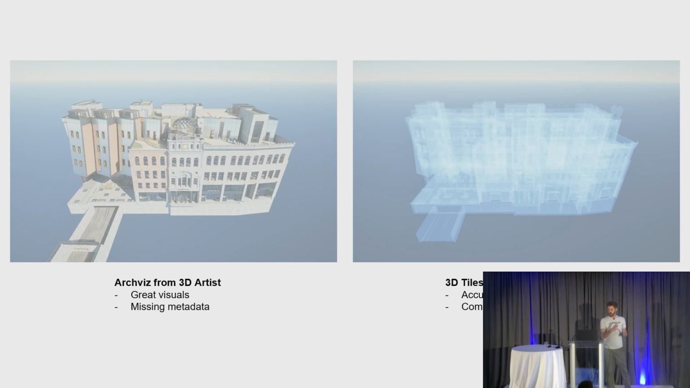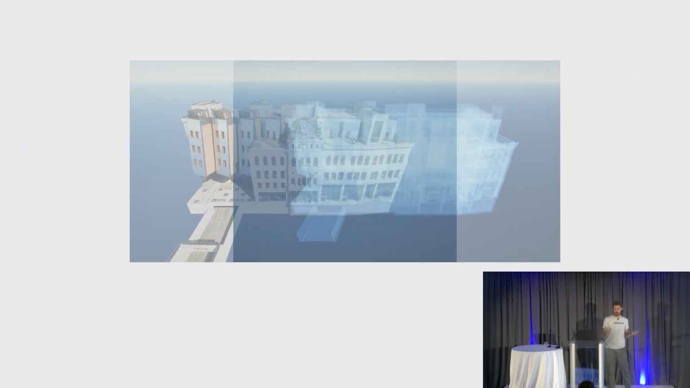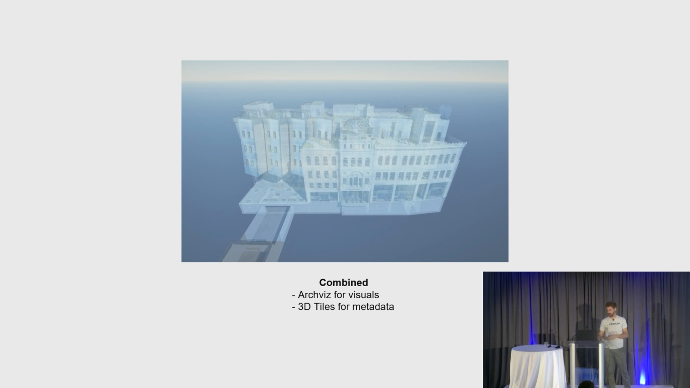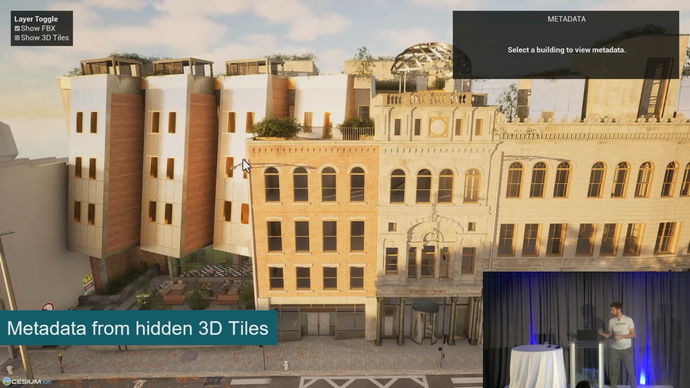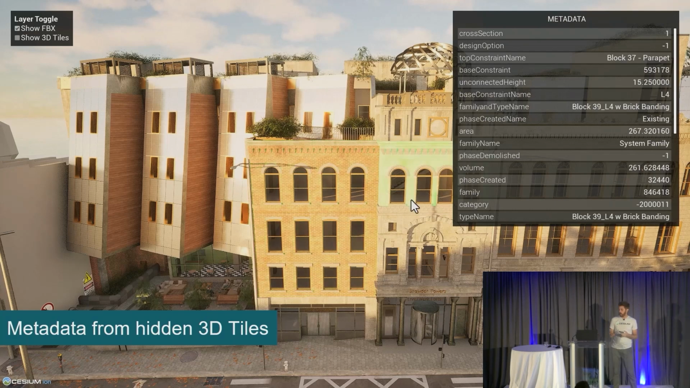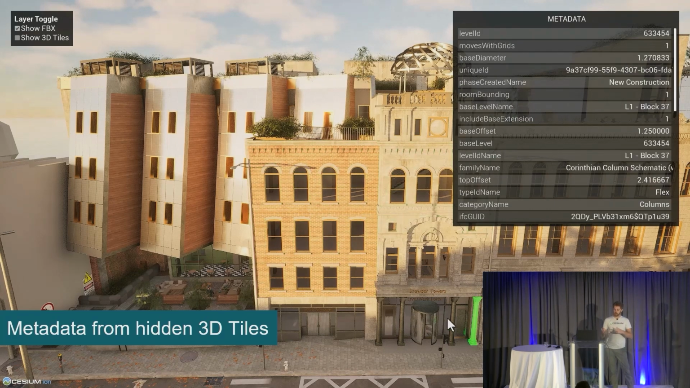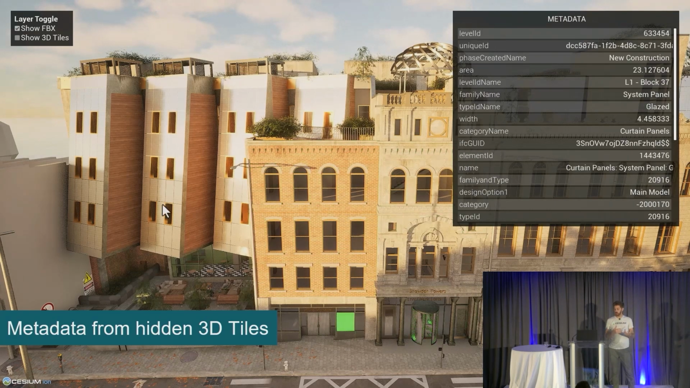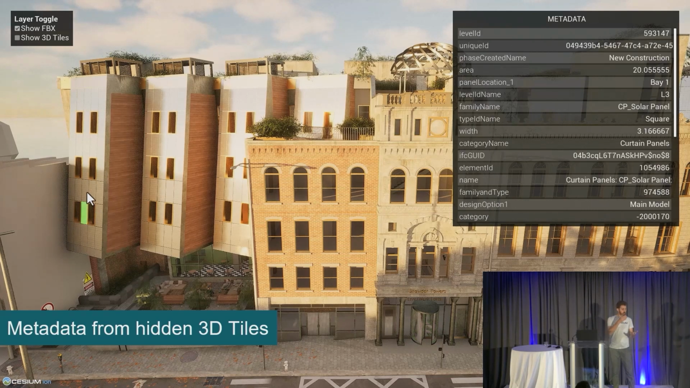Let's go to ArcViz model on the left, great visuals, no metadata. We could export the design into 3D tiles, accurate geometry, complex metadata, and combine the two in our application. And that's what this demo here is showing. So I've got our ArcViz model, but what I've actually got is a hidden 3D tiles layer in my project, which is what I'm clicking on.